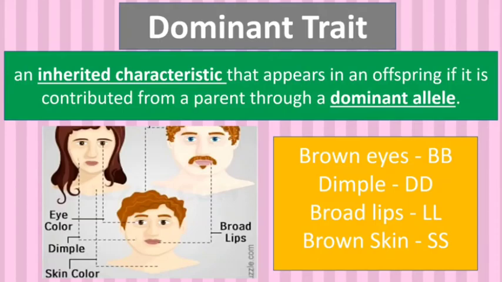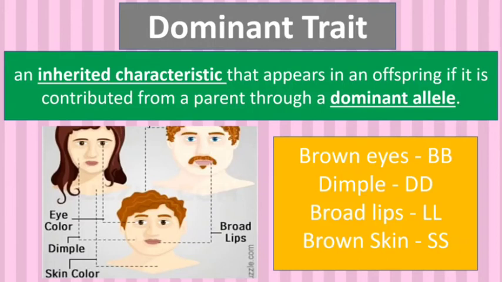Now we will see what is a dominant trait and a recessive trait. An inherited characteristic that appears in an offspring, if it is contributed from a parent through a dominant allele, is called a dominant trait. It means father and mother both have the same characteristic, but one has a dominant one and one has a recessive one. So whichever is the dominant one will be carried forward or transmitted to the offspring.